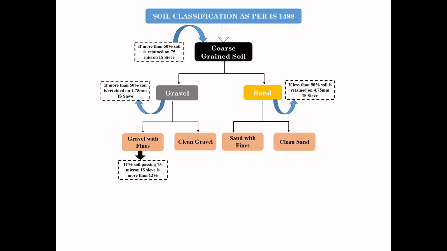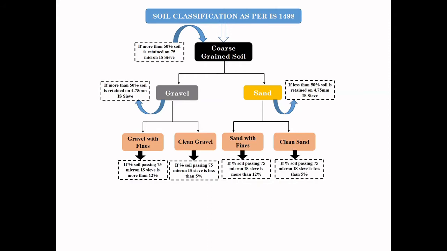If the percentage of soil passing the 75 micron IS sieve is more than 12%, the soil is said to be gravel with fines, and if the percentage of soil passing the 75 micron IS sieve is less than 5%, the soil is said to be clean gravel. The same conditions are applied to identify whether the soil is sand with fines or clean sand.